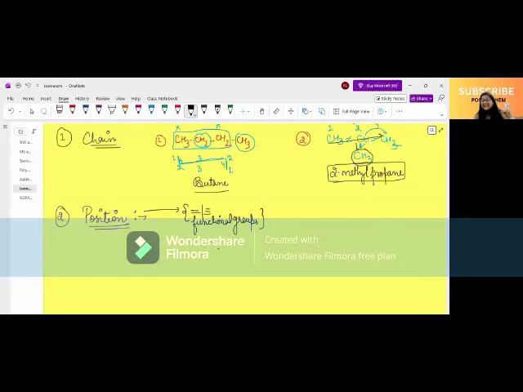That means in this case, your parent chain is the same. Only the double bond, triple bond position is changing, or the functional group position is changing, right? Example. Let's take this. Let's number it first and name it.